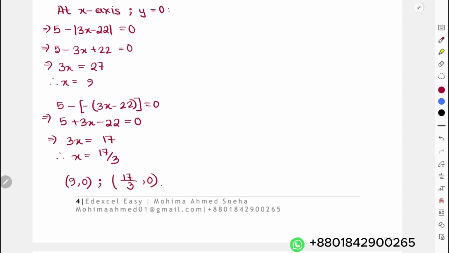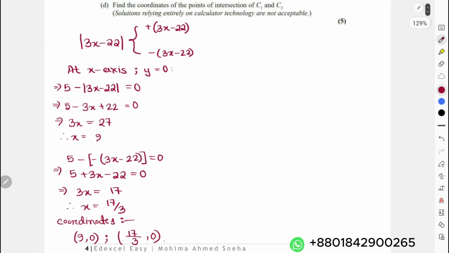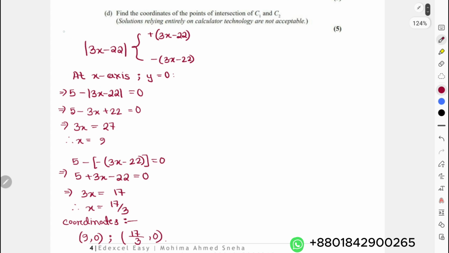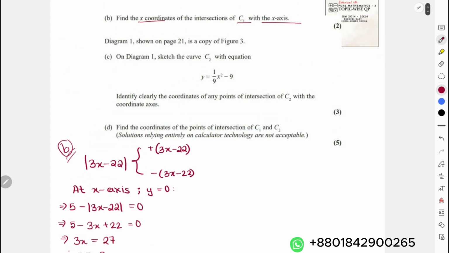So these are your coordinates finally, and that's it, nothing else to write over here. You can just write down the coordinates. So this is it, nothing else to worry about here. After this was your part B. Then moving on to your part C.